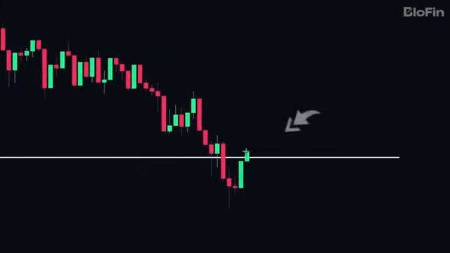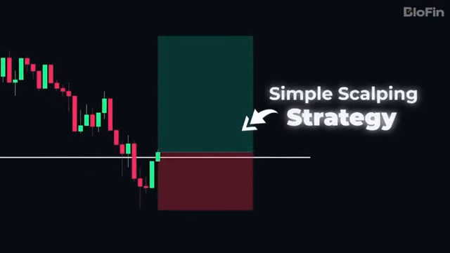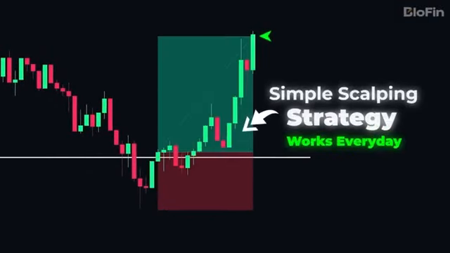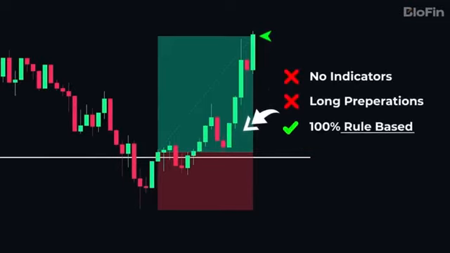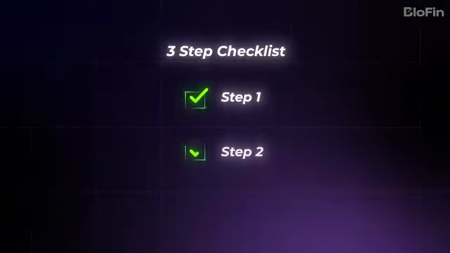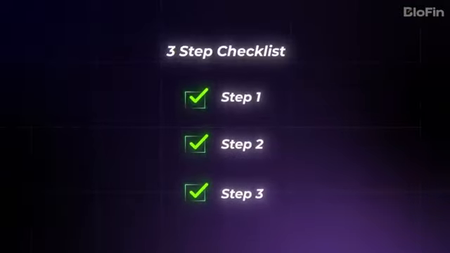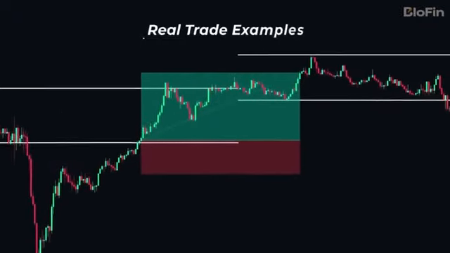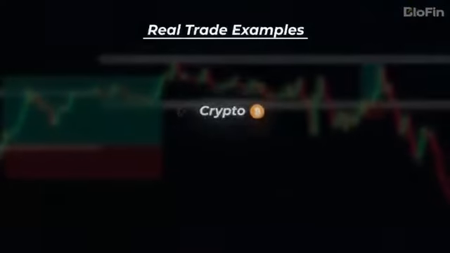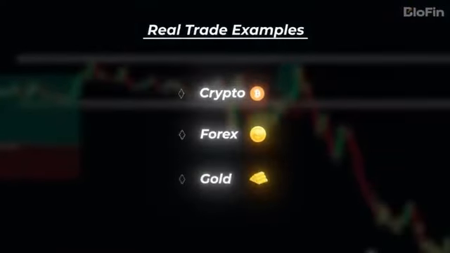In this video, I'll reveal a simple yet effective scalping strategy that works every single day. The strategy doesn't rely on any indicators or long preparations. It's completely rule-based, and all you need to do is follow a simple 3-step checklist before entering a trade. Now, to prove that this strategy is consistently profitable, I'll also show you some real trade examples on popular markets like crypto, Forex, and gold.